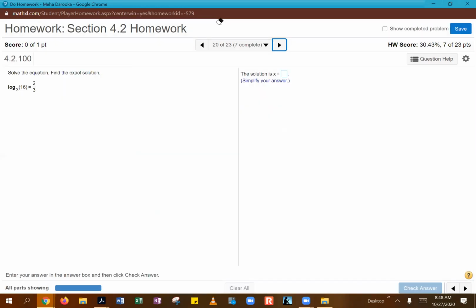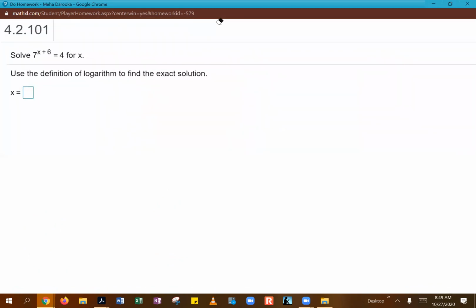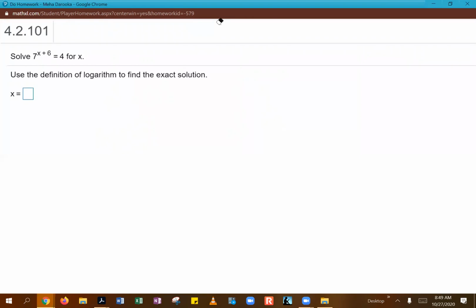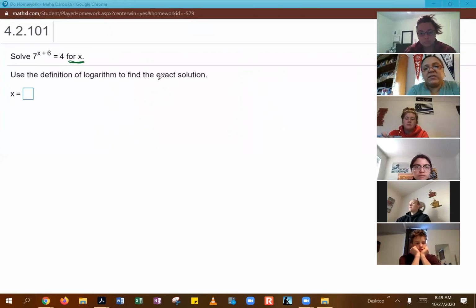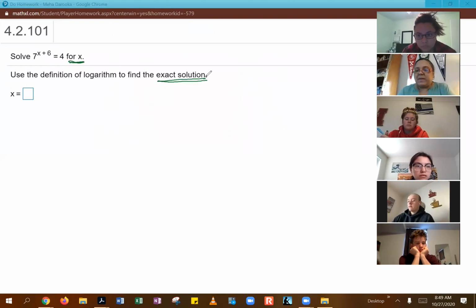You should have a couple more examples with solving for these equations over here. Let's take a look at this one. You are given 7 to the power of x plus 6 equals 4. They're asking you to solve for x. As you can see, they want us to get x by itself, and they're also asking us for an exact solution, so that means they don't want any decimal answers. So how do you think you will begin this problem? What do you think you will do as your starting point?